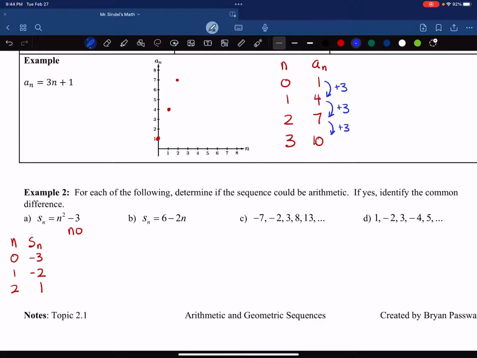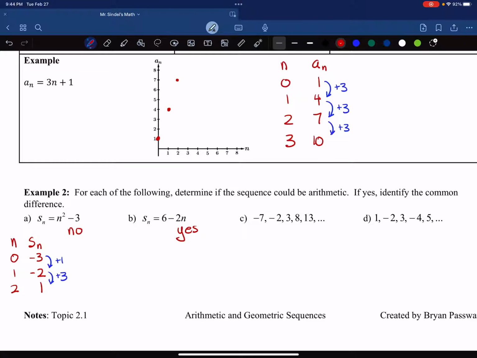And then we'll look at these successive first differences. So to get from -3 to -2, I add 1. To get from -2 to 1, I add 3. And notice that these values are not the same. Therefore, it is not arithmetic. So in part B, we were just analyzing this function. That looks like a line function. It's a linear function. A linear function is arithmetic. So I can automatically say yes and just cheat by knowing the types of function.